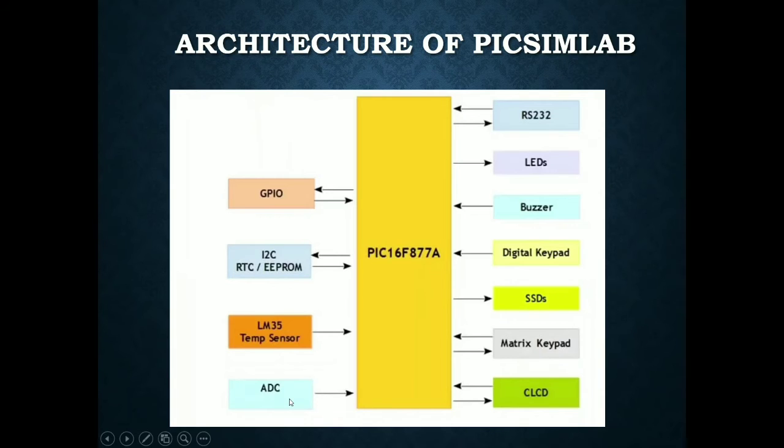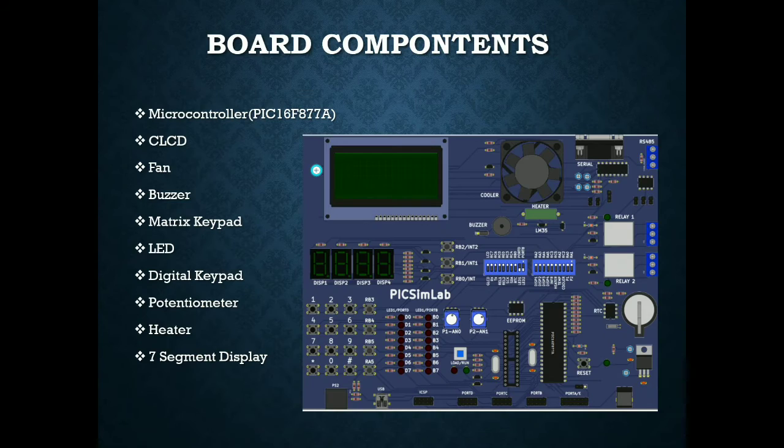Then we have an analog to digital converter, a temperature sensor, EEPROM, and general purpose input output pins. Now this has 5 ports: port A, B, C, D, and E. And all of these ports are bidirectional. So this is how a PIC board looks in the PICSimLab.